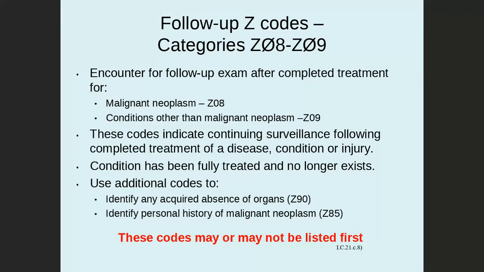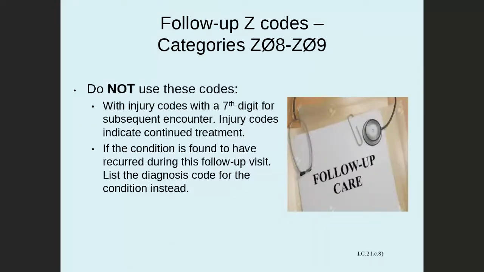Additional codes may be used to complete the full picture of the patient's condition. Codes may include acquired absence of organs if the treatment for the condition was to remove something. Also might do a code for personal history. These may or may not be listed first. If the patient is seen for another reason and while he or she is there, the physician checks on the cured condition, the primary reason for the visit is listed first. Follow-up codes are not used under these circumstances.